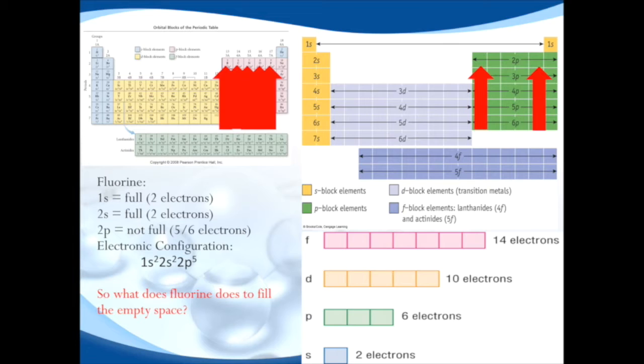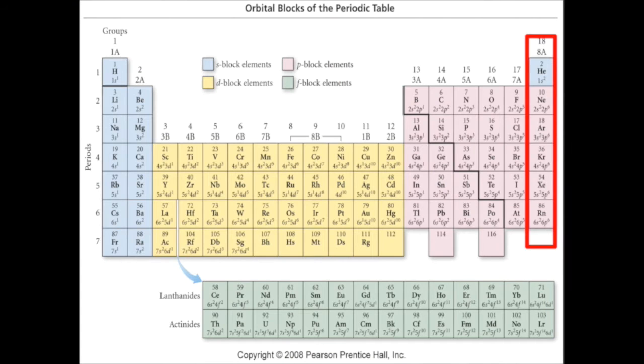Now, let me ask you a question. Who do you think is more stable? An atom with the whole shell or orbital full, or an atom with the orbital not full? If you answer an atom with the orbital full, you are correct. Noble gases, or the atoms found in the last right column, as I'm showing here, have their last energy level and orbital full, meaning that they are stable.